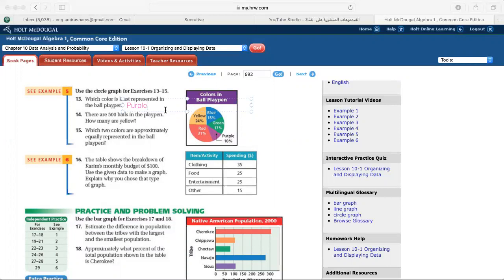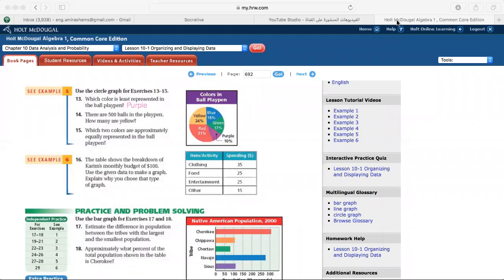Number 14. There are 500 balls in the playpen. How many are yellow? In all, there are 500 balls. How will I know this one? The chat is empty. Something is wrong. If you please, can you say your answer loudly? Unmute yourself and tell me the answer.